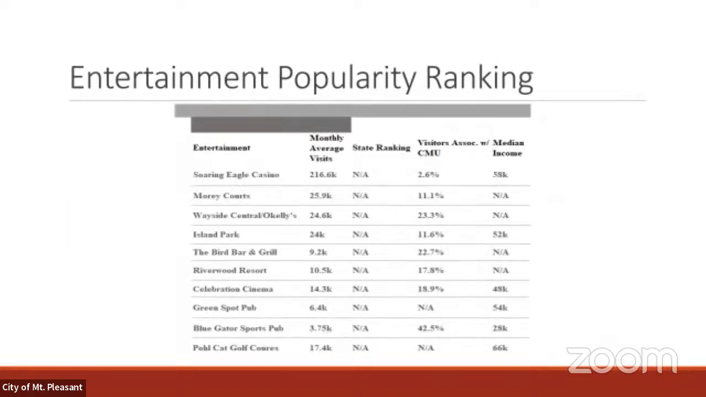So now we're going to get into the entertainment popularity rankings in Mount Pleasant. No surprise, Soaring Eagle is at the top of that, with around 216,000 monthly visitors, which then steeply drops down to Maury Courts at 26,000, which is still considerable. Then we have Wayside O'Kelly's close behind that. Then we go into Island Park, The Bird, Riverwood Resort, Celebration Cinemas, Green Spot Pub, Blue Gator Pub, and Polecat Golf Course. And we wanted to include more of the bars on this ranking just because we felt they were more entertainment geared instead of just dining plainly.